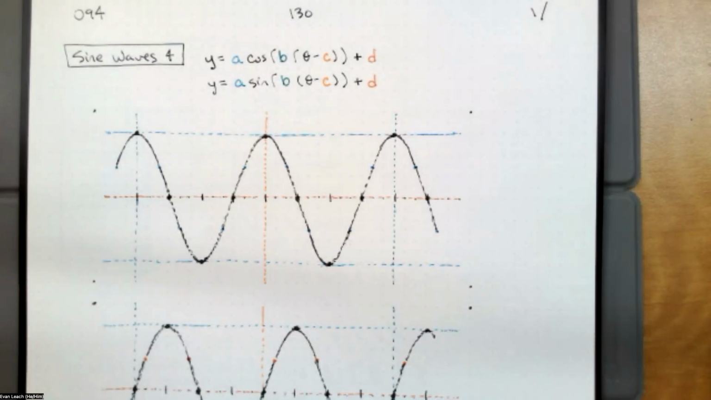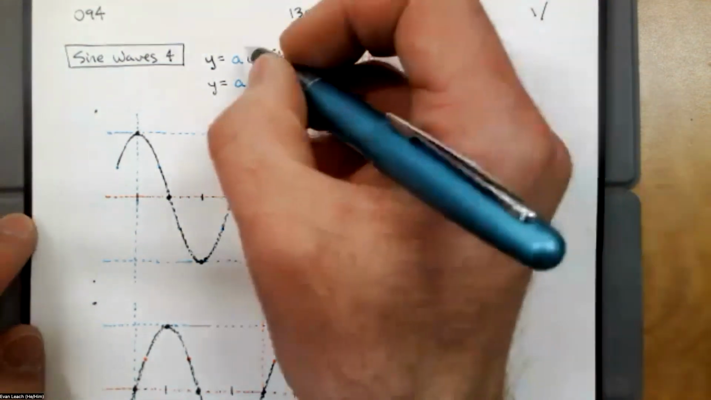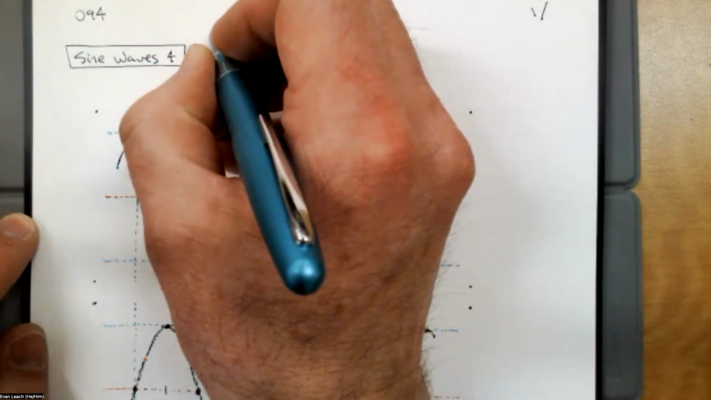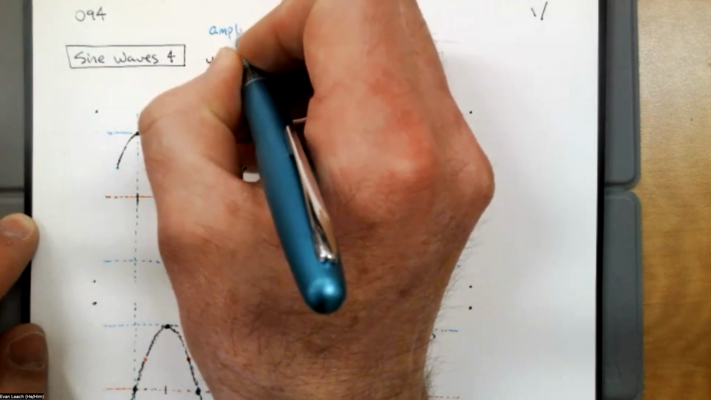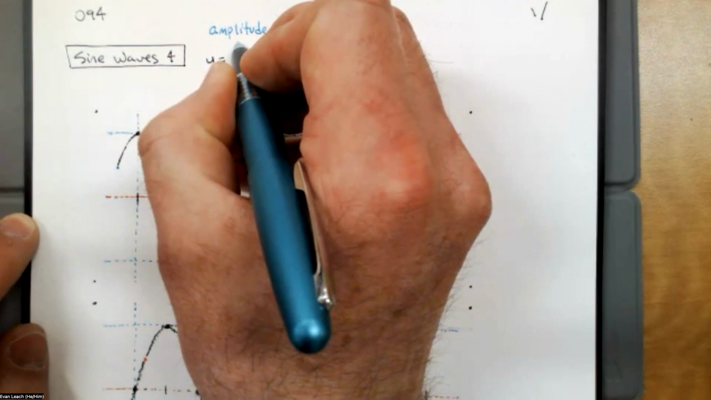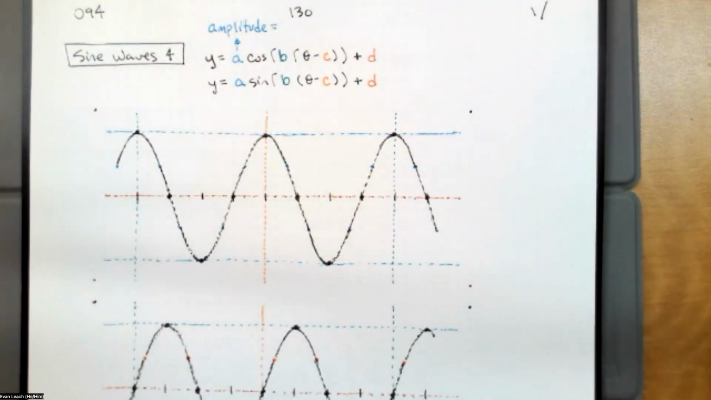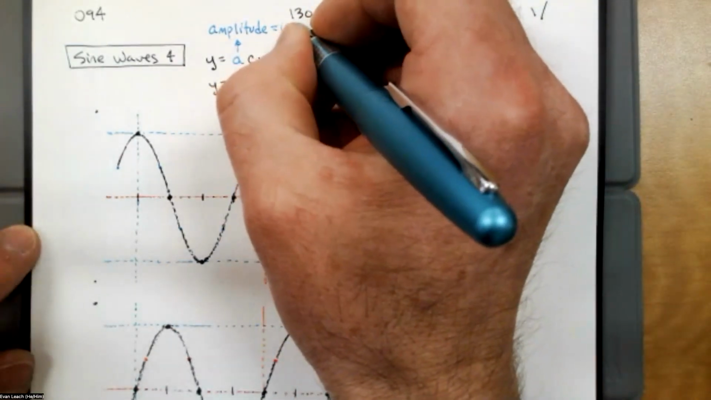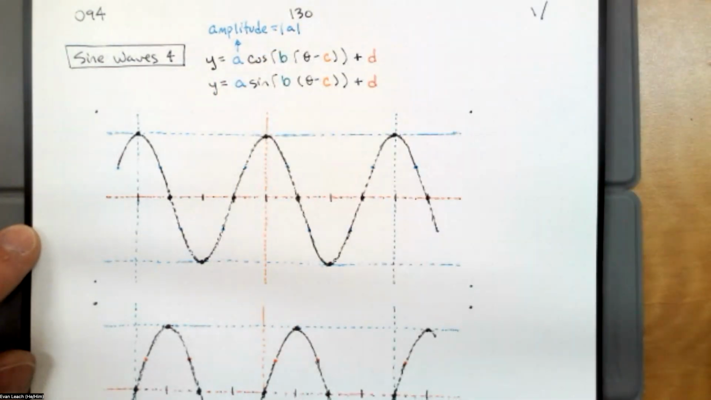We now have names for the stuff that happens when we change the numbers A, B, C, and D in our sine waves. A, whatever number is sitting out in front of cosine, that's going to tell us the amplitude of the graph. Now, A as a number might be negative. Amplitude is a distance, so we're going to take the absolute value of A. That's the amplitude.